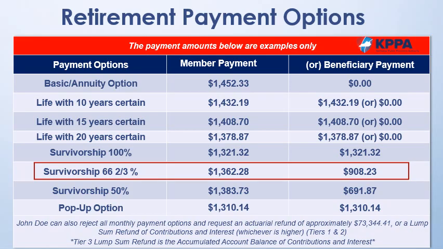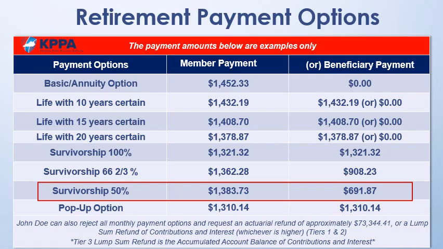Survivorship 66 2/3% works so that if the member predeceases, the beneficiary is eligible for a monthly benefit equal to 66 2/3 of the retiree's last monthly benefit up until the beneficiary's death. You'll notice in the example that the member's benefit increases when compared to the previously mentioned survivorship 100%. That's because we've reduced the benefit for the beneficiary. So the member receives $1,362.28 because the beneficiary's is decreased to $908.23 for their lifetime.